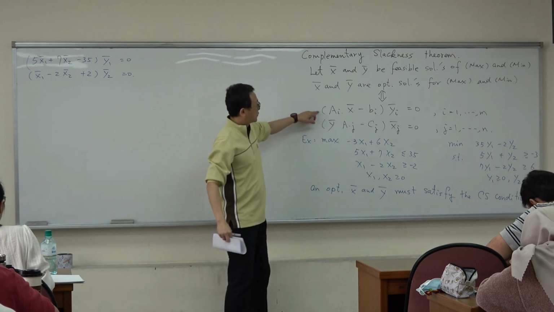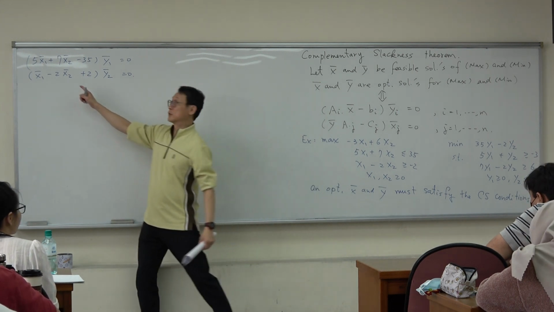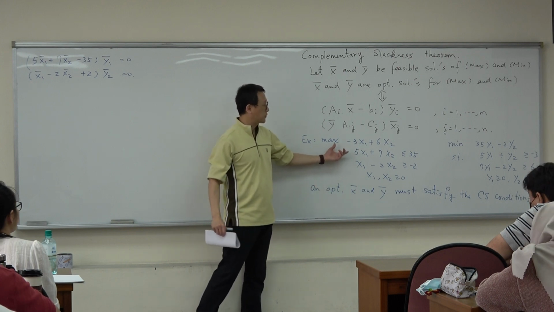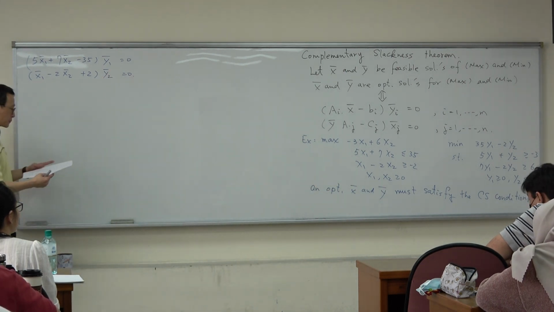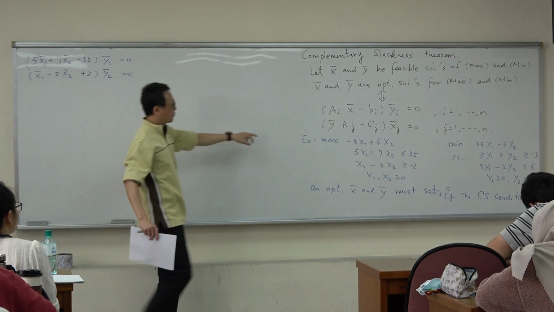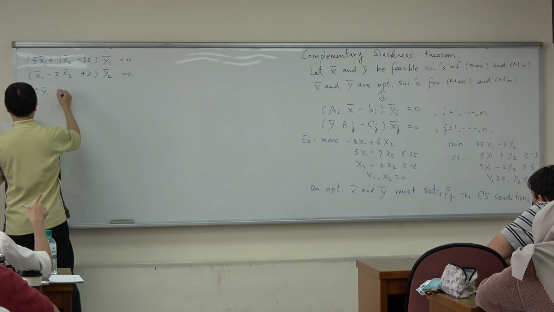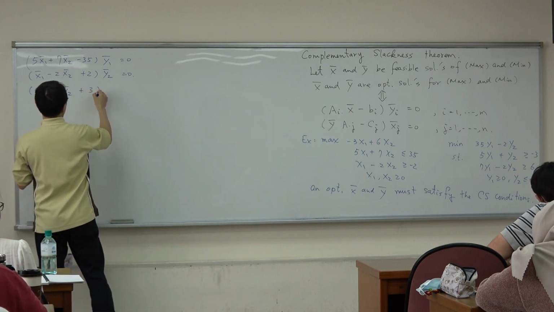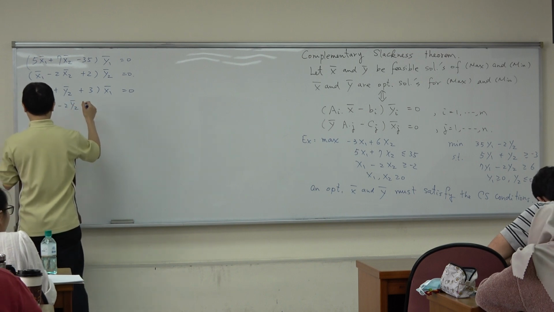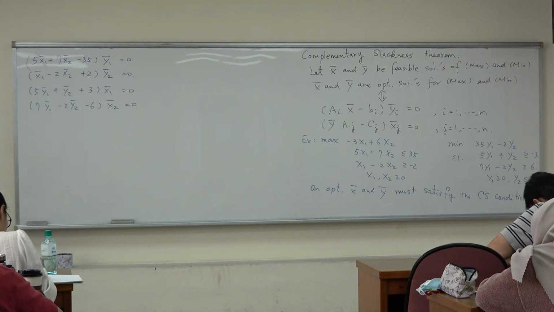So first of all, we have the first constraint multiplied by y1, and the second constraint multiplied by y2. Right? First constraint minus, we move the right hand side. So the first one is 5x1 plus 7x2 minus 35. That's for the primal problem's constraint. And then we talk about the dual problem's constraint.